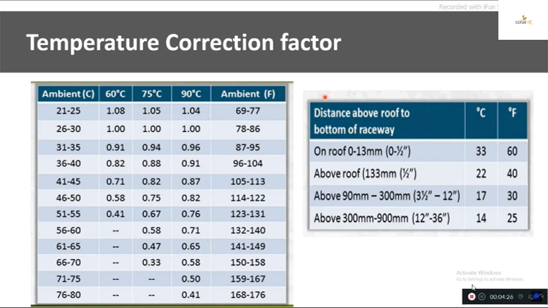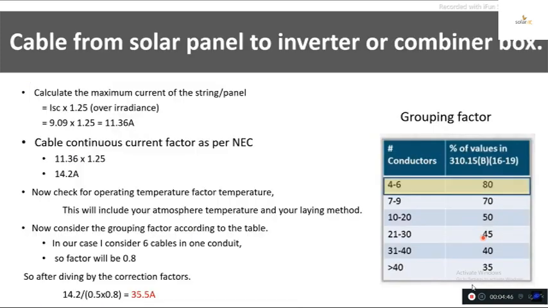This table tells you about the temperature change when you keep the cable just above the roof. What happens is the roof gets heated and that heat is also transferred to the conduit, so the temperature across the cable increases. Depending upon your conduit and roof clearance, this is the temperature which you need to add. Okay, so now we'll start with our calculation.